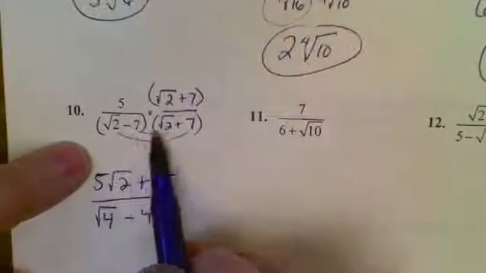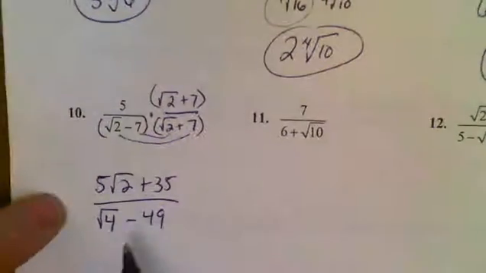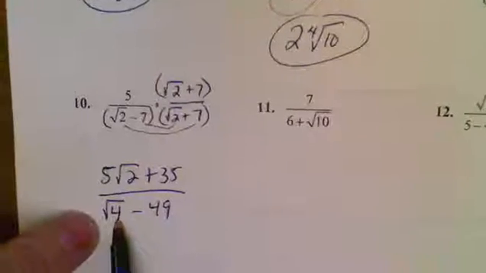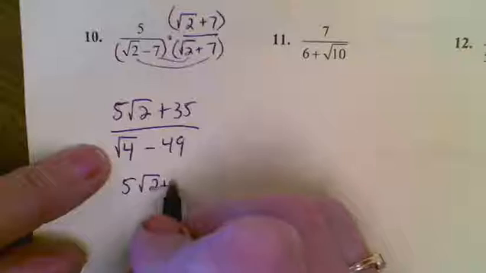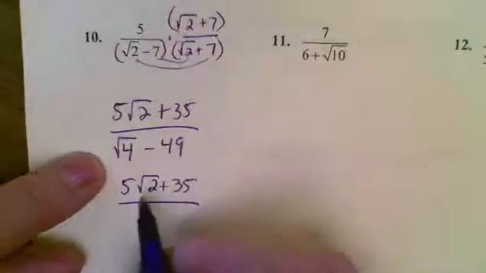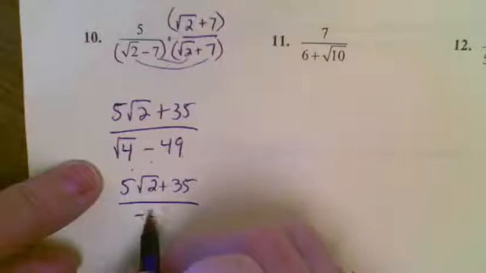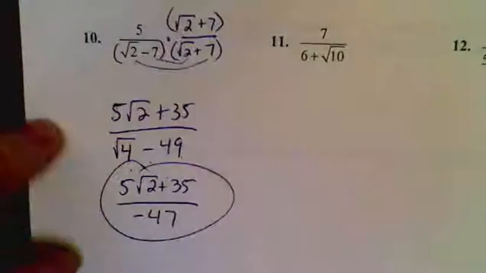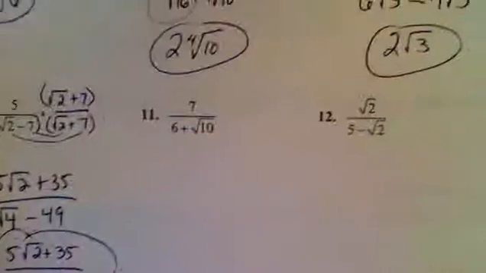So we are foiling this, first, outer, inner, and last, but the inner and outer product will cancel. So now I just have to simplify this. Square root of 4 is 2. So I really have 5 square root 2 plus 35 over 2 minus 49 is negative 47. And that's my answer. So all of these, 11 and 12, will be very similar to that, so I'll go through these pretty quickly.